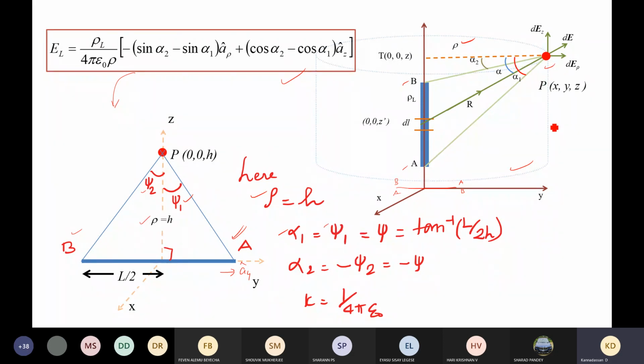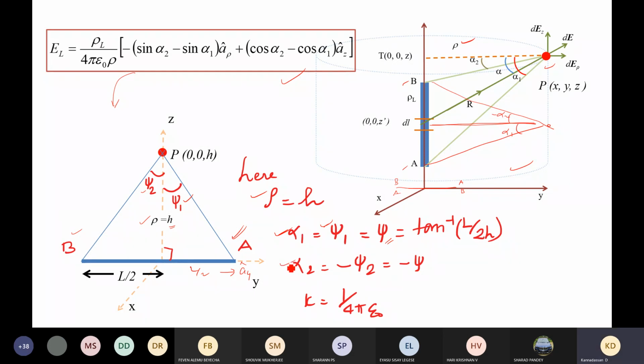Then alpha 1 is definitely going to be psi 1. If this particular point is available here like this, then this line is nothing but TP. With respect to that, this is alpha 1, and with respect to that, this is alpha 2, so a negative sign will come. We have to keep that in mind. So alpha 1 is equal to psi 1. The psi value we can easily triangulate, since height and length are known. This is L by 2 and this is h, so anybody can easily say that it is tan inverse of L by 2h.